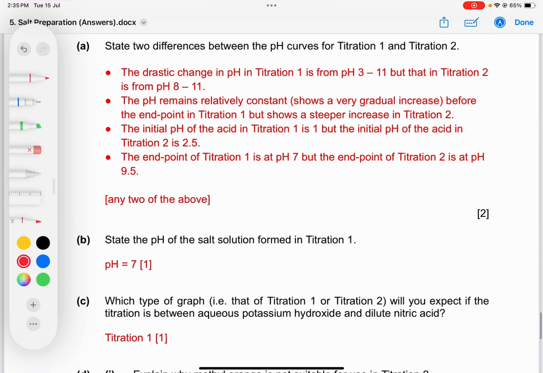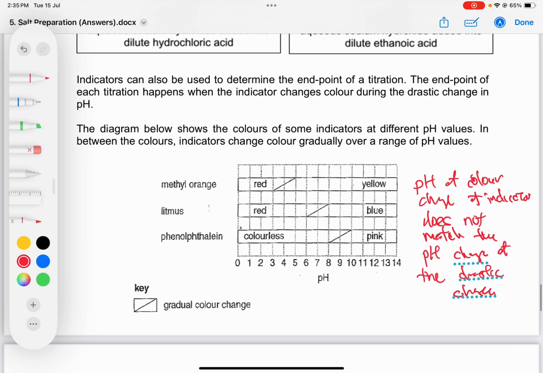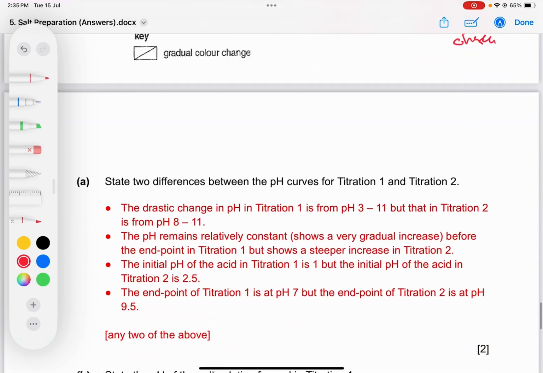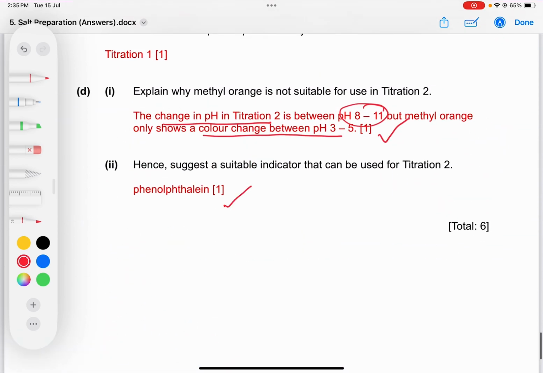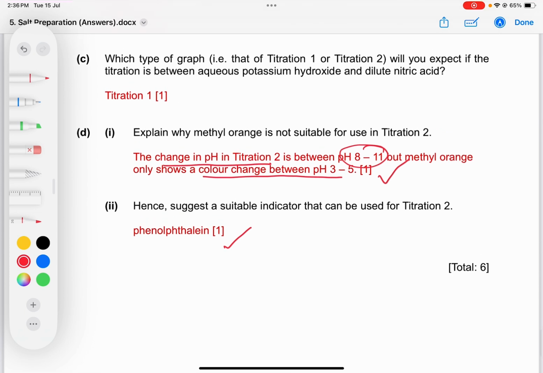I want to make sure that my indicator changes color between 8 to 11. Let's go back to here. The only possible one, even litmus cannot, because litmus is between 6 to 8. So what I want is to use phenolphthalein because it changes between 8 to 10. There's an overlapping range between the indicator and the titration drastic change. So that's going through the answers here.